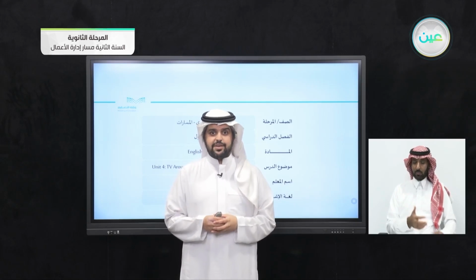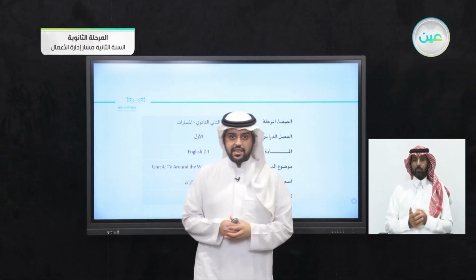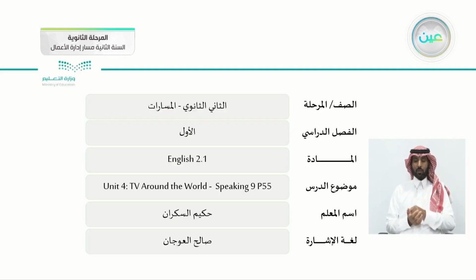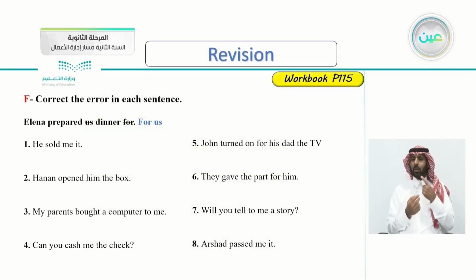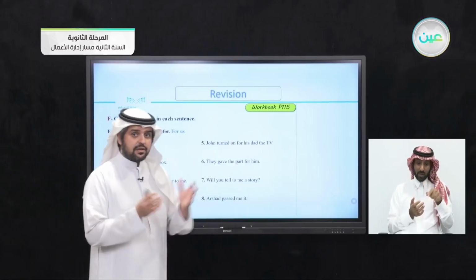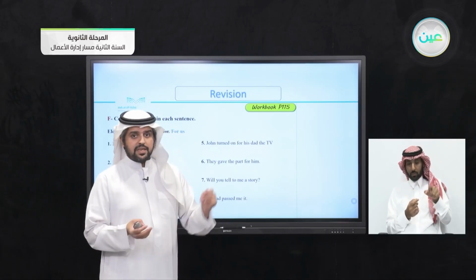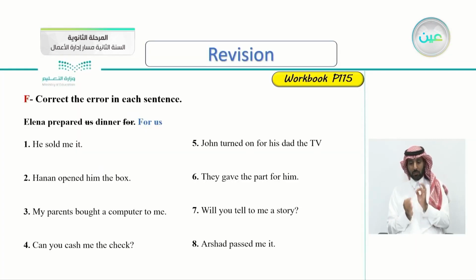I hope that you're happy and healthy and ready for today's lesson in Unit 4, TV Around the World, the speaking part. But before we do that, let's revise some of the exercises about our previous lessons here in our workbook, page 115. Exercise F: correct the error in each sentence. So each sentence has an error. We have to correct it by rewriting the sentence. The first one is already done for us.